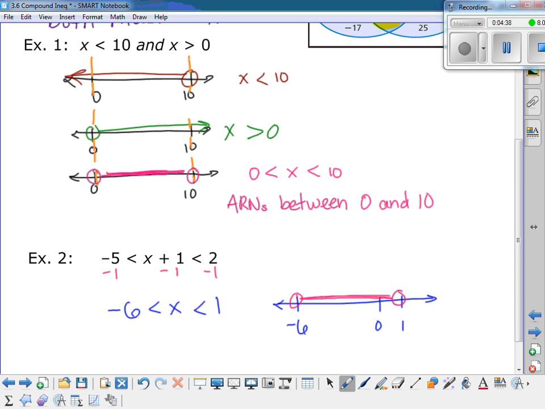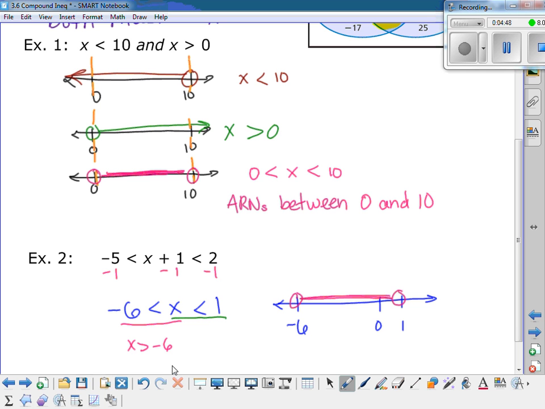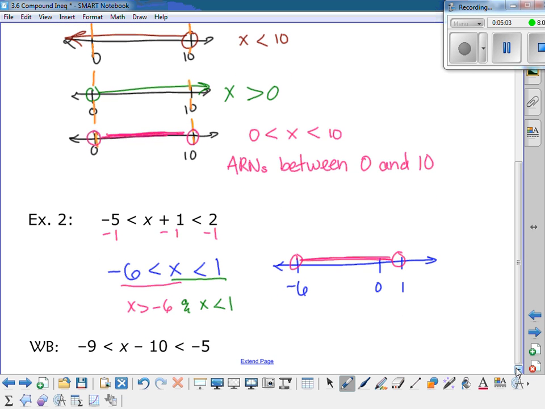Because again, if you look just at this part of the inequality, that's x is greater than -6, right? And then if you look at this part of the inequality, that's x is less than 1. Okay, so that's how you would write it with the and. But like I said, most of the time they're going to leave it in the middle like that. Okay? So this one's for you guys to do on your whiteboards.